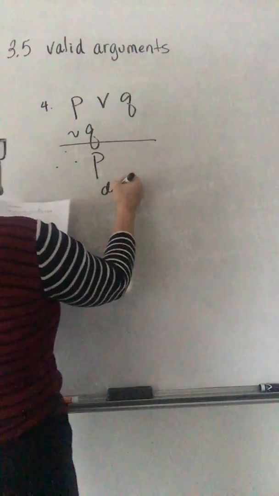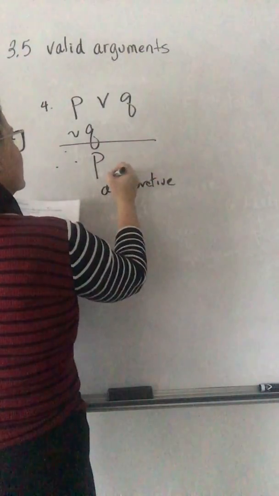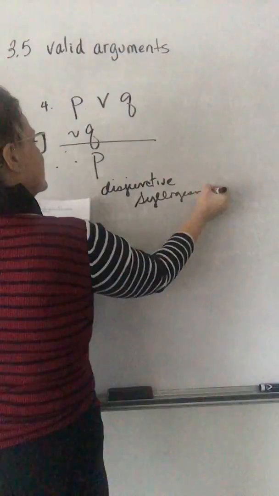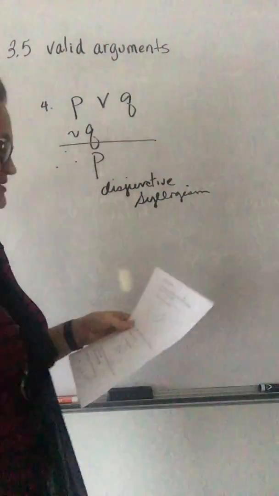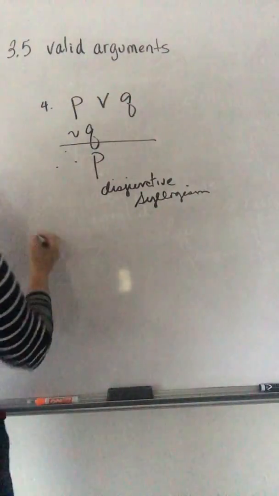It's called disjunctive. I don't know about these labels, but it is what it is. Disjunctive syllogism is what that's called. And again, that is on your paper and on your list we're making.